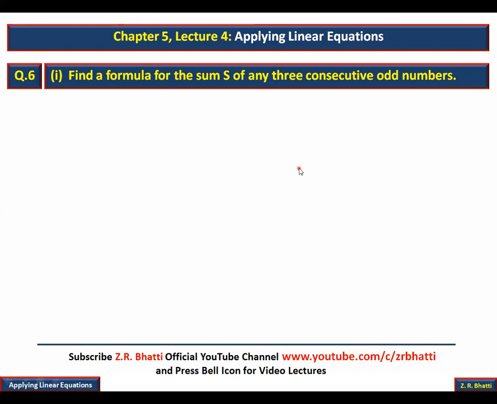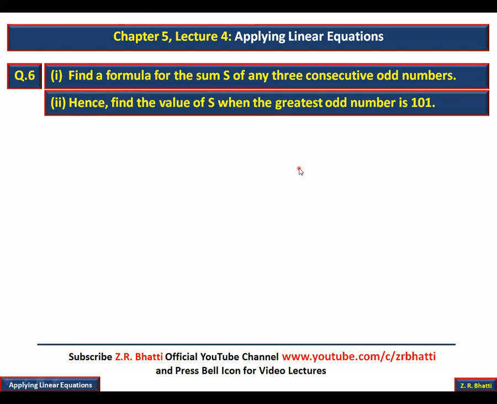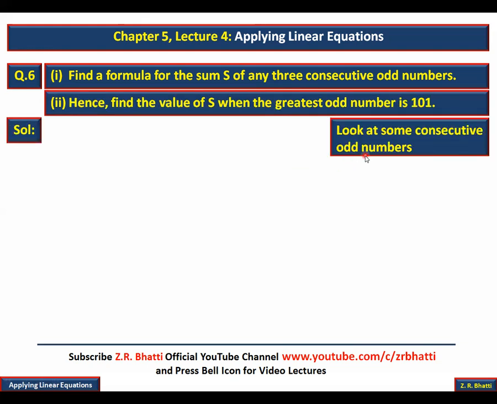Do you know the odd numbers quickly? Yes, sir. Look at some consecutive odd numbers: 9, 11, 13, 15, 17, 19, etc. Now, what's the difference between any two consecutive numbers? When you subtract 9 from 11, you get 2. When you subtract 11 from 13, you get 2. This shows the difference of any two consecutive odd numbers is 2.